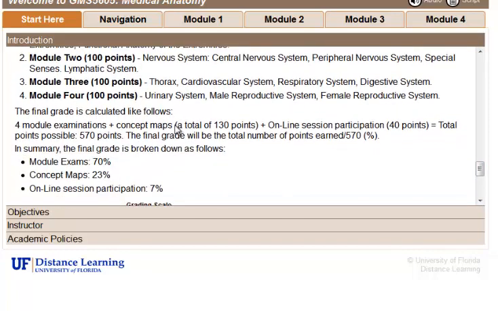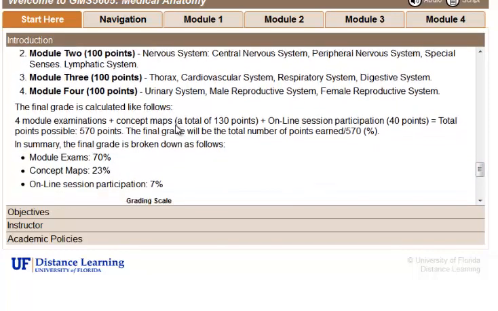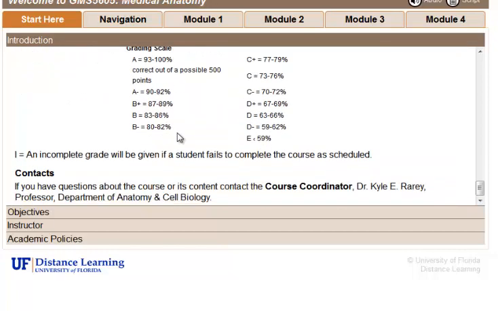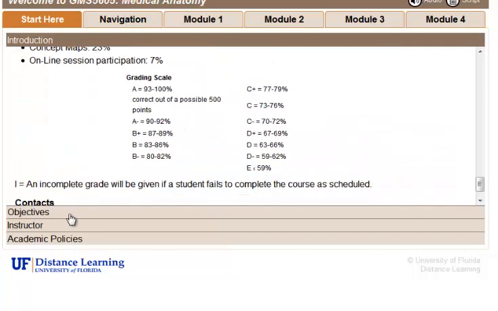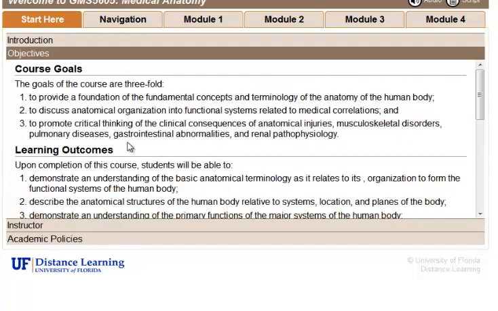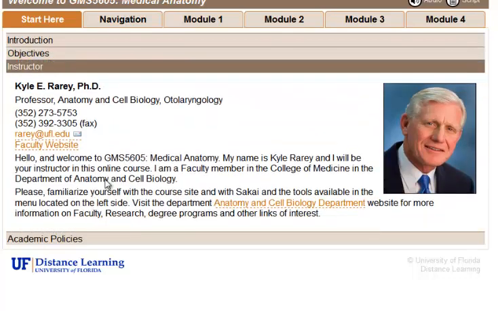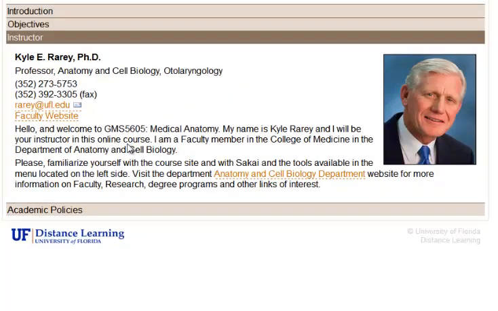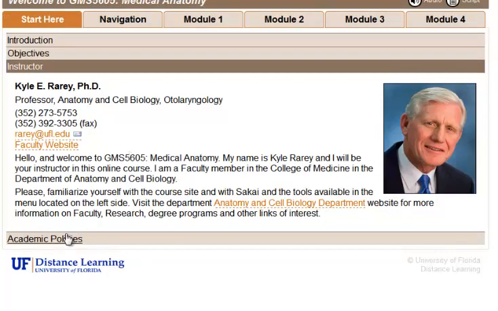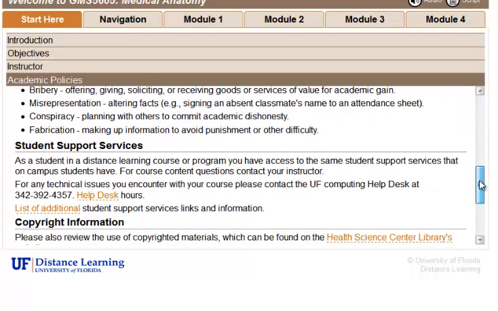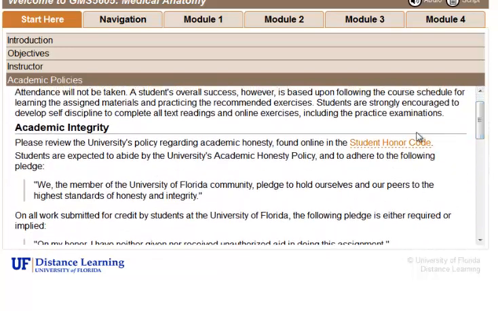And there's the grading scale, how much each module is, and how much you get on the grading scale. And there's the course goals, learning outcomes, and assignments, and prerequisites, if any. And in this case, there is a nice introduction of Dr. Rari here, and as always, we introduce the academic policies.